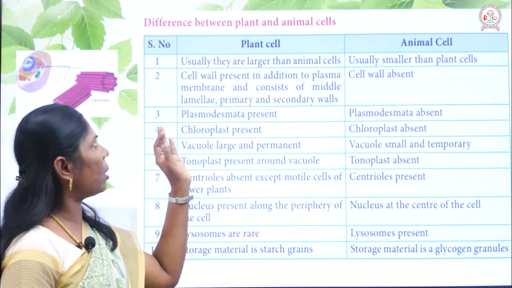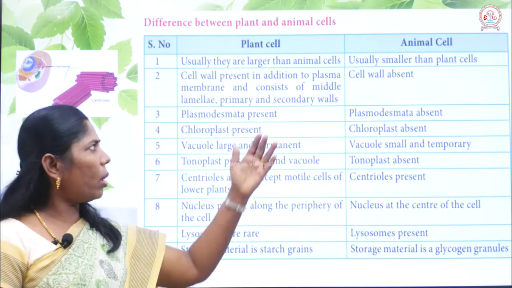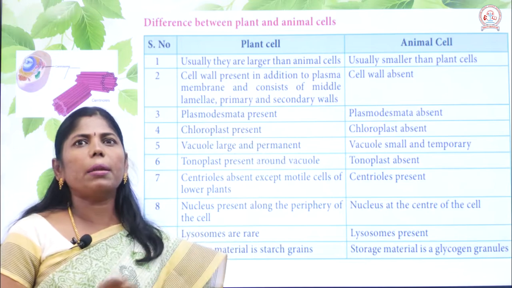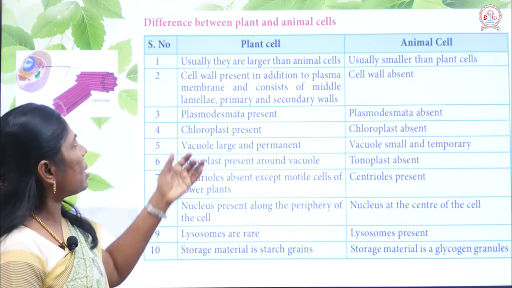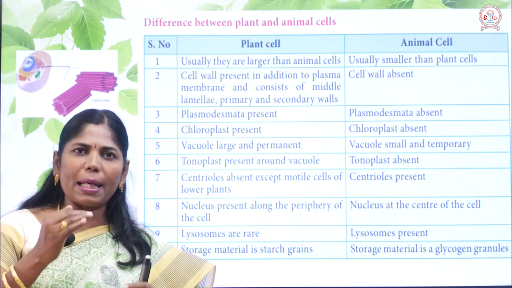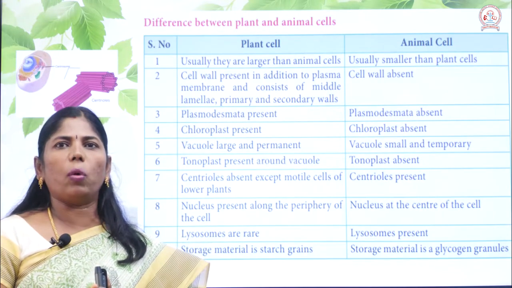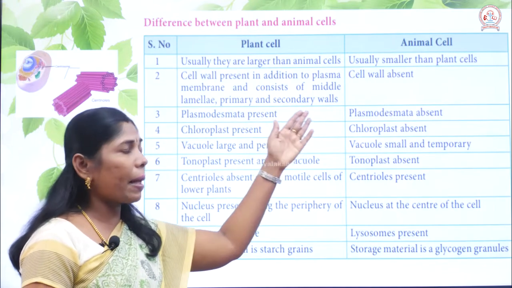The plant cells are usually larger than the animal cells. Okay, so what can we write? That is smaller than the plant cells. So the cell wall is present in addition to the plasma membrane. Actually it has a plasma membrane, and that plasma membrane is covered by the cell wall. Okay, but the cell wall is absent here.